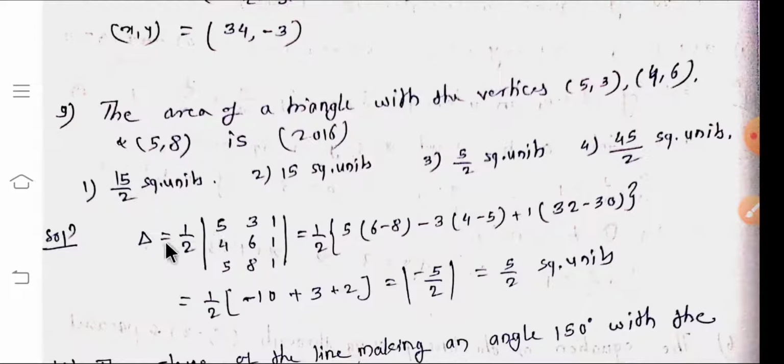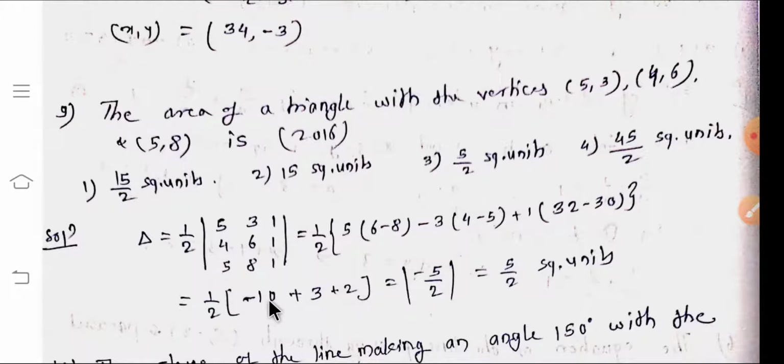Substituting here, delta equals half of the determinant of [5 3 1; 4 6 1; 5 8 1]. Expanding this determinant, we get half of [5(6 minus 8) minus 3(4 minus 5) plus 1(32 minus 30)]. That is nothing but half of (minus 10 plus 3 plus 2). That comes to minus 5 by 2.